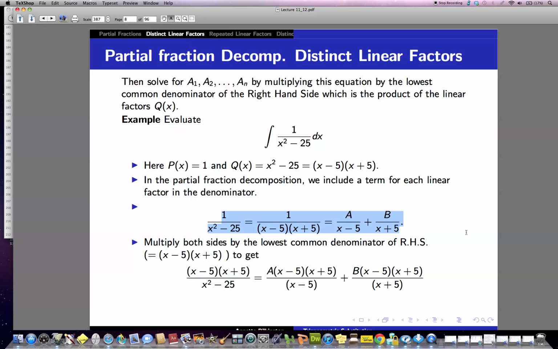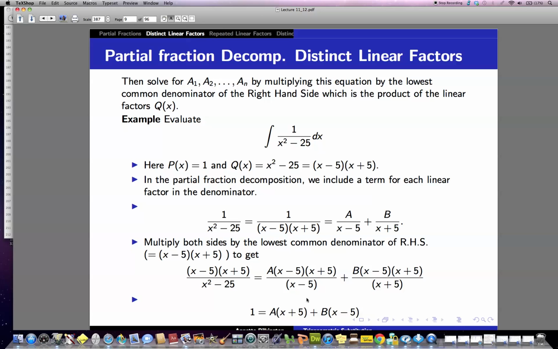So here's my equation again. I can multiply both sides by x squared minus 25, which factors to x minus 5 times x plus 5, to get this equation here, and you can see there will be a lot of cancellation. On the left, everything cancels. I'm left with 1. In this particular term, the x minus 5's cancel, and I'm left with a times x plus 5 in the first term. And in the second term, the x plus 5's cancel, and I'm left with b times x minus 5.